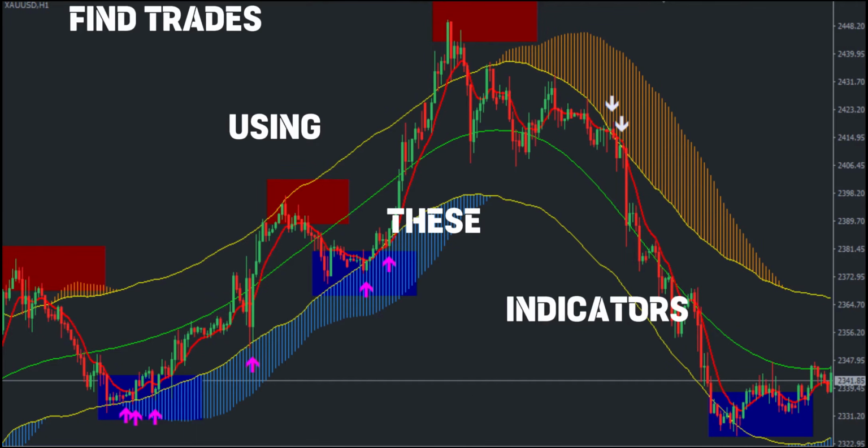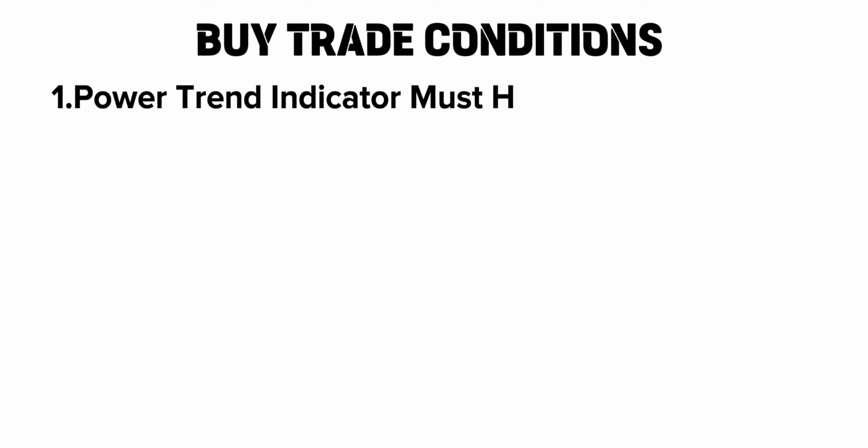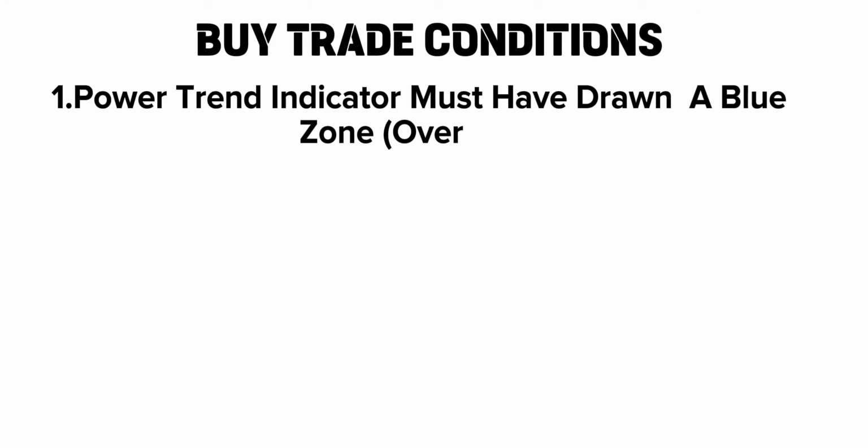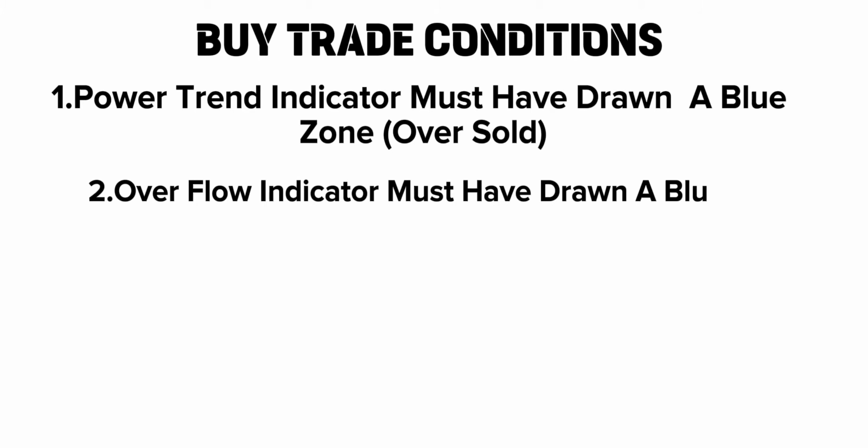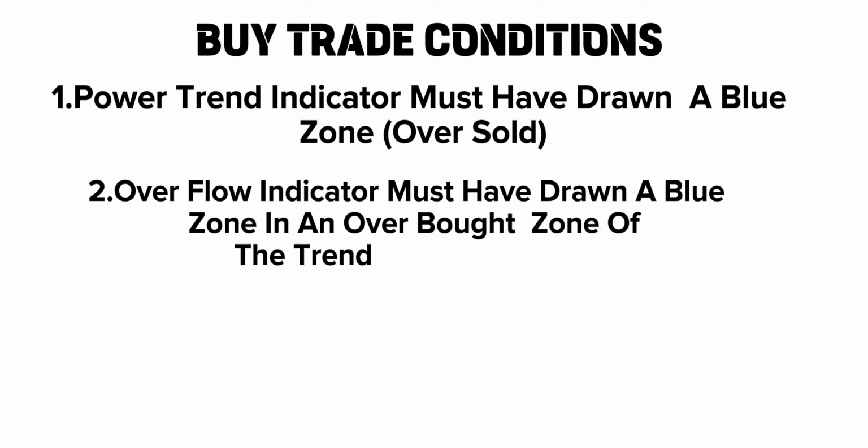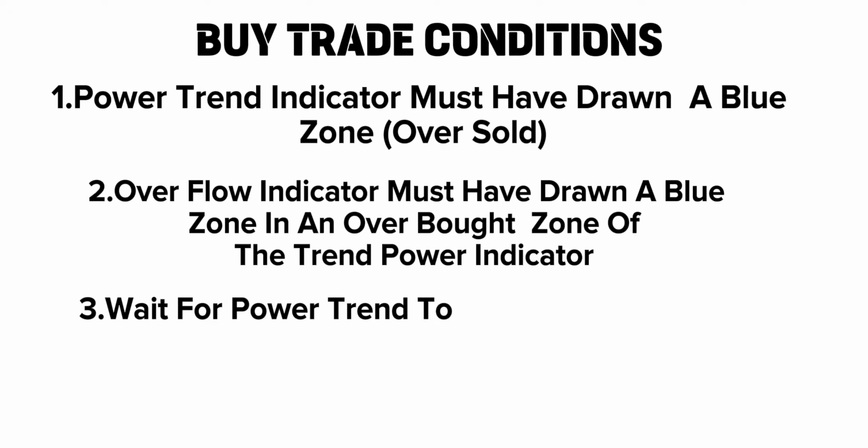Alright guys, for us to take a buy trade, 5 conditions have to be met. The first condition is the power trend indicator must have drawn a blue zone, which is an oversold area. Then the second condition is the overflow indicator must have drawn a blue zone in an overbought zone of the power trend indicator. The third condition is we wait for the power trend indicator to print for us a pink arrow which indicates a buy signal.